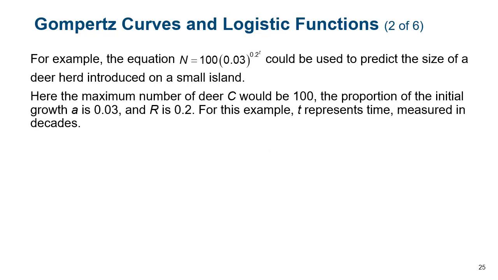So here's a typical example. This is used to predict the size of a deer herd introduced on a small island. Here we can see the maximum number of deer would be 100, and we can figure out the maximum based on how much area they have and how much food they have, how many predators they have, that kind of stuff. The proportion of the initial growth A is 0.03, so that's basically how fast it's growing at the beginning, and R is 0.2. For this example, T represents time measured in decades.